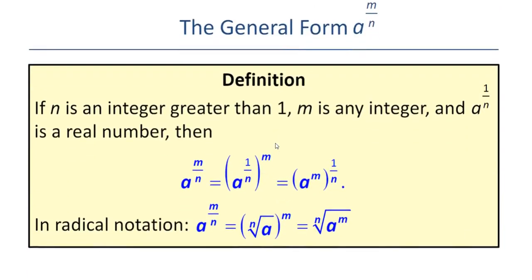Moving on, this is the formal rule. When you have a to the m over n, notice that this gets kicked out and this stays up under the radical. So this right here becomes the index, and this right here becomes the power.